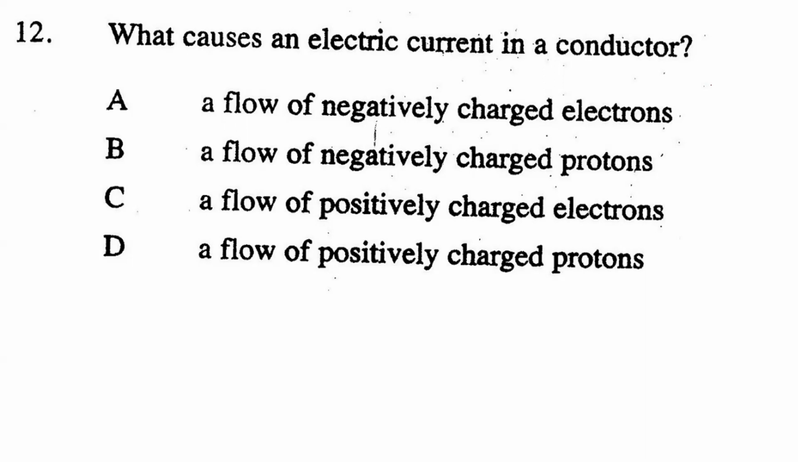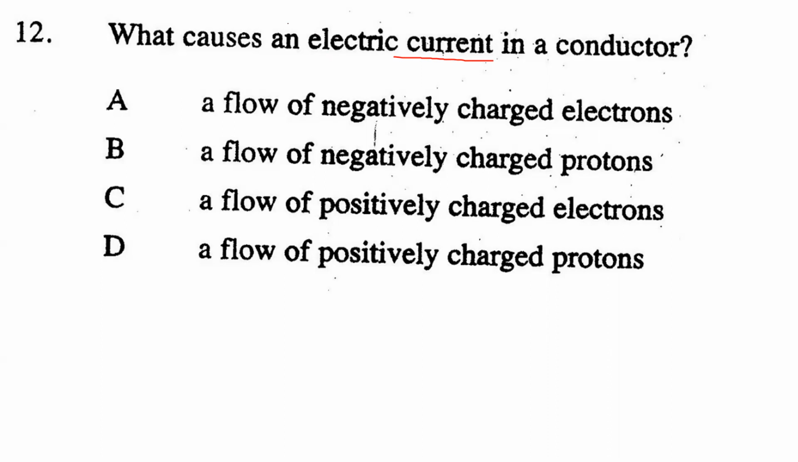Read options, please. A, a flow of negatively charged electrons. B, a flow of negatively charged protons. C, a flow of positively charged electrons. D, a flow of positively charged protons. Very good. So what causes an electric current in a conductor? Shekinah, do you know? No, sir. No? Anyone want to try? What causes an electric current?